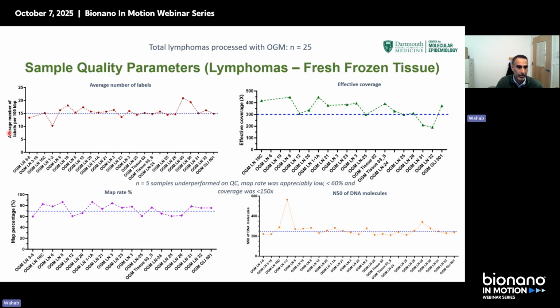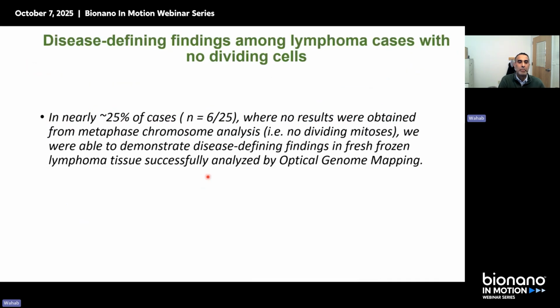There were some outliers here. Fairly tight distribution of the labeling density. Map rate was north of 70%. This is the threshold line, and the molecule length was above 230 kb for most of these samples.